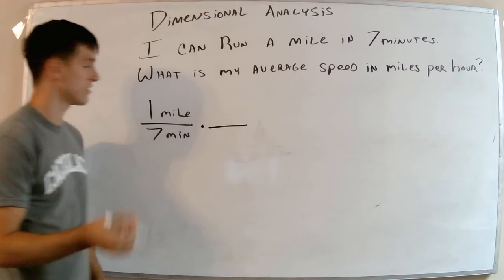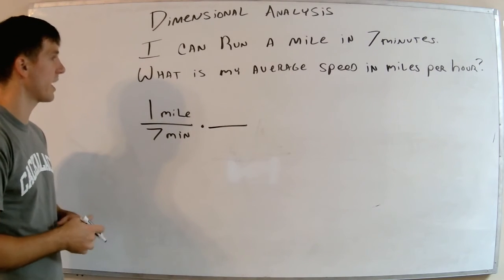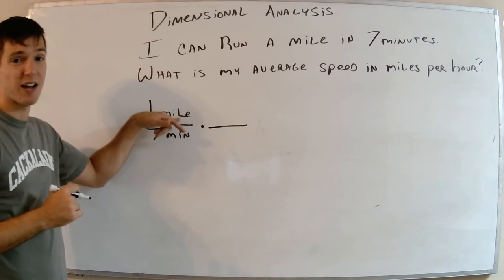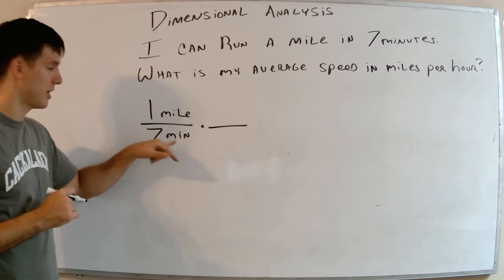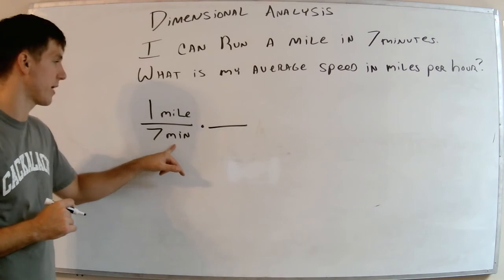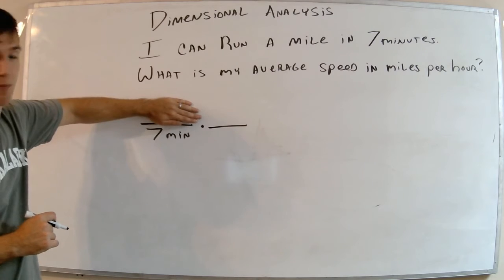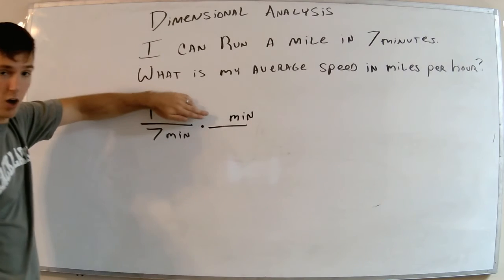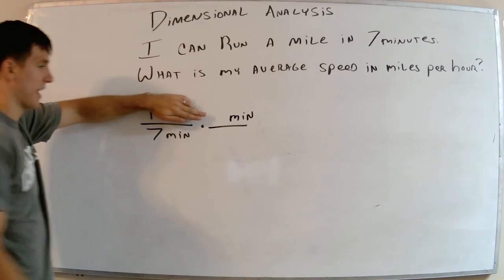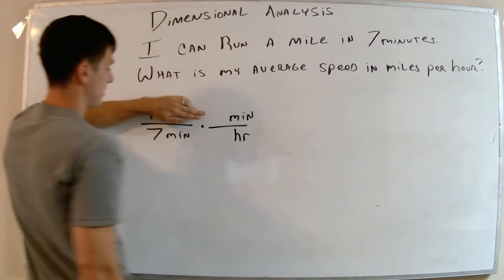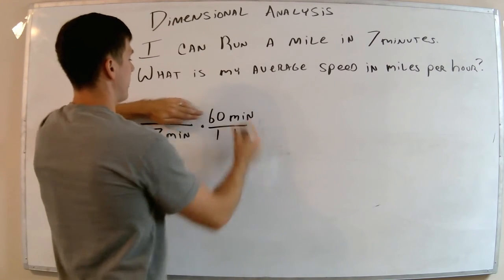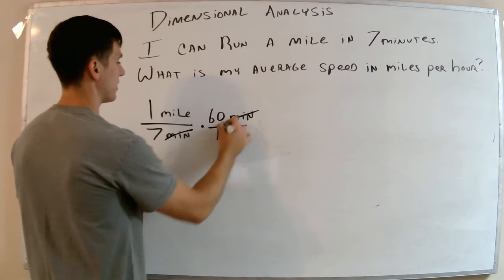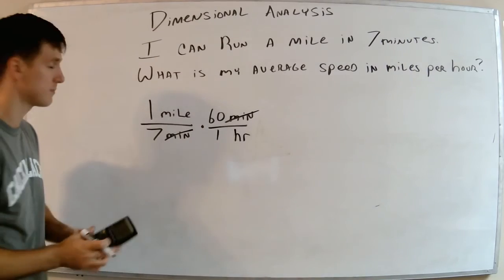This is nice because we have already gotten our distance unit figured out, right? Miles per hour, miles over hour. We already got miles on top. So really all we need to do is convert minutes to hours. I have minutes on the bottom. Remember, I want that canceled out, so I'm going to put minutes on top, right? And I know a straight conversion from minutes to hours. For every 1 hour there are 60 minutes. This works out nicely. Our minutes unit cancel out. Now I just got miles per hour.